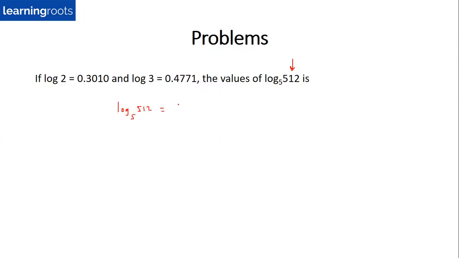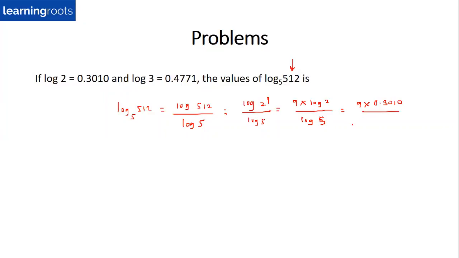First of all, by using change of base, we are writing this as log 512 upon log 5. The next thing to do is, this 2 raised to 9 is inside the log, so this 9 will come out, and now they have already given you the value of log 2, so you can use that value straight away. Even log 5, we discussed that it's better to remember that value, but in case you're not able to remember, you can always calculate that. So in the numerator, you have 9 into 0.3010. And then in the denominator, you have log 5. If you know the value, that is 0.6990, good.